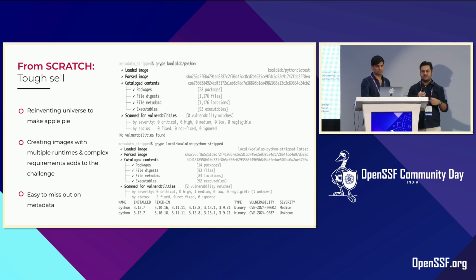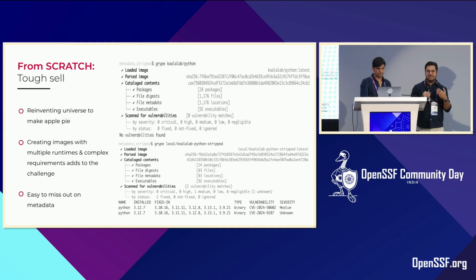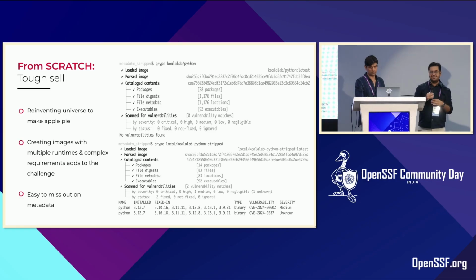So talking about from scratch images, this is something that has been evangelized for the last few years. And my thought process on that is that this is a really tough sell to the developers. It's almost like reinventing the universe to make an apple pie. You have to start with a Docker image from scratch and add all packages that you would require for a container image. But my thought process on that is there has been a lot of hard work that has been done by the distros and by the open source community on tooling around containers. So why not use that, rather than create container images from scratch?